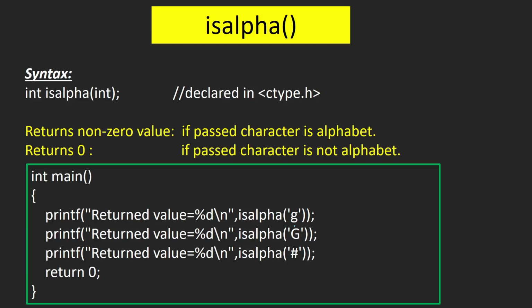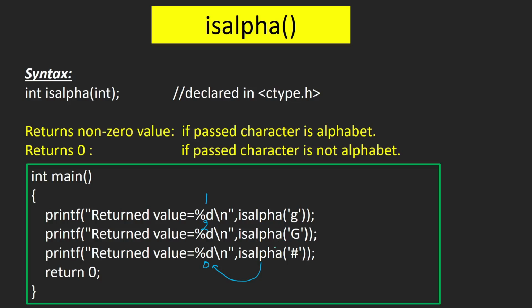So the isalpha function will check this g, and this g is an alphabet, so it will return me a non-zero value. Let's say it returns me 1. Now this capital G is again an alphabet, so I will get a non-zero value. Let's say I get 2. Now here hash is not an alphabet, so I should get 0. So the isalpha function will return 0, and I will get return value equal to 0.